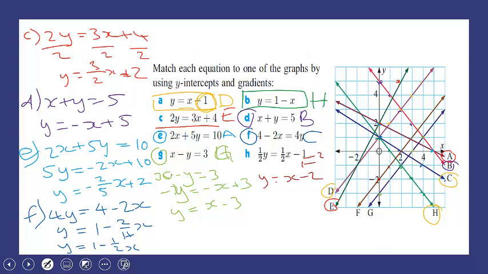So what did we do? We started at the y-intercept. We started at C, and then you follow the gradient to see which line follows the gradient.